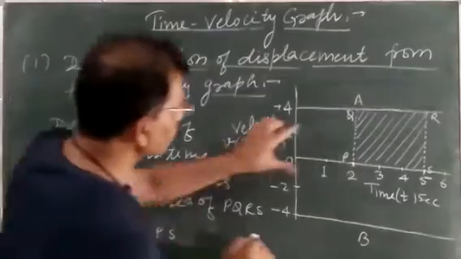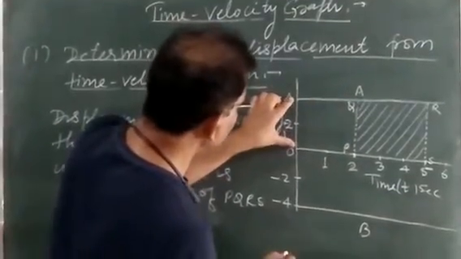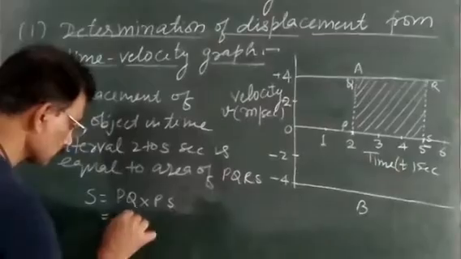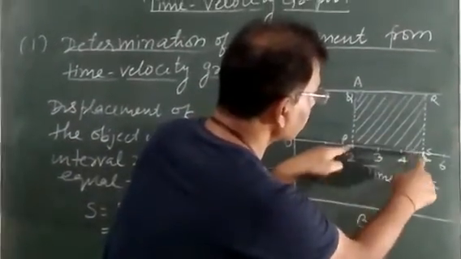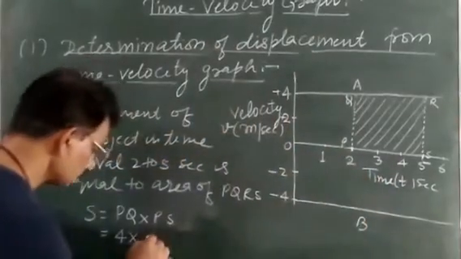How much is PQ? PQ is here 4. And what is PS? P to S means 5 minus 2.